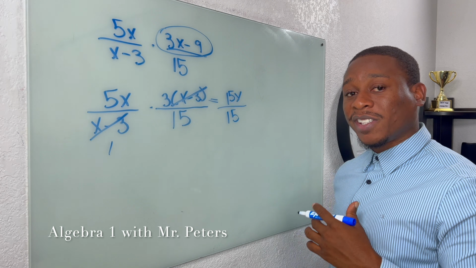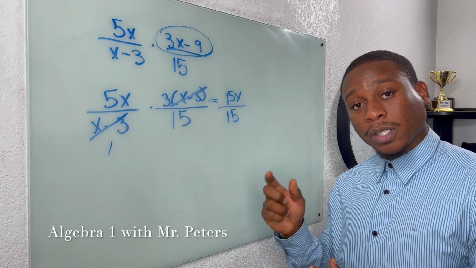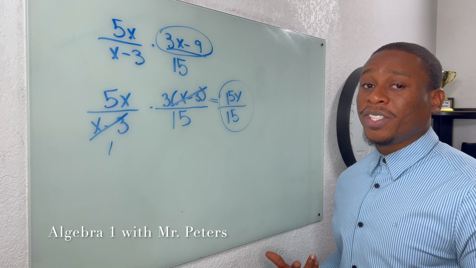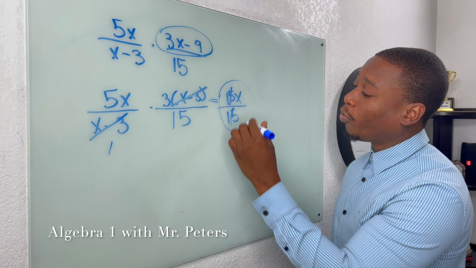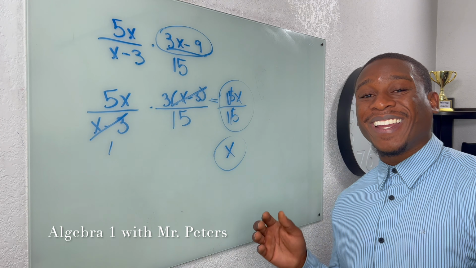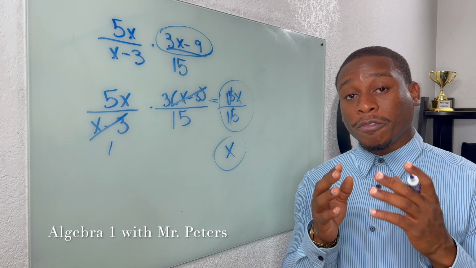And then remember, guys, this is not our final answer. Always double check to see if you can simplify, because this is the trick. 15 divided by 15 is just 1. So if I simplify this to 1, all I'm left with is just x, and x is going to be my final answer. But we have one more part of this video where we talk about division.